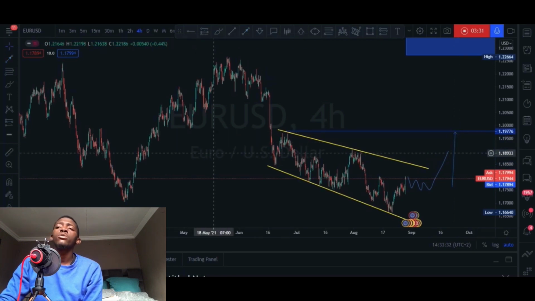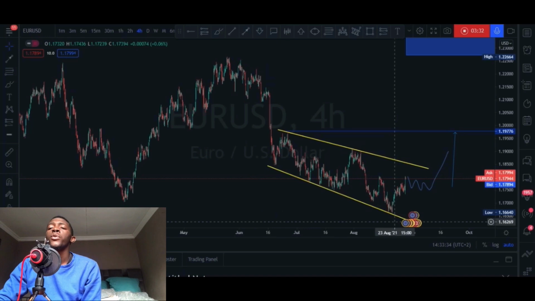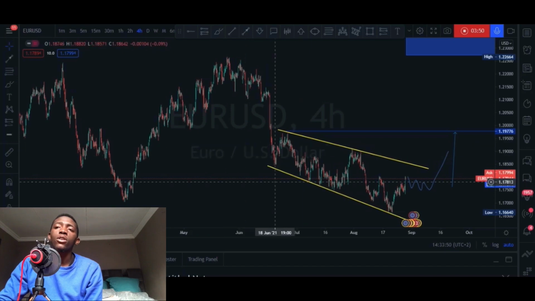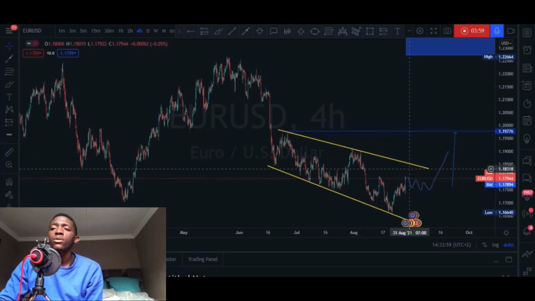Since we are expecting some dollar weakness, we are going to be expecting some strength in the EURUSD. I hope you guys saw the correlation within these currency pairs. The DXY not only aligns with the EURUSD, but a lot of the major currency pairs. So I'll be doing more videos about the DXY and correlation. So yeah, this was the first of many.